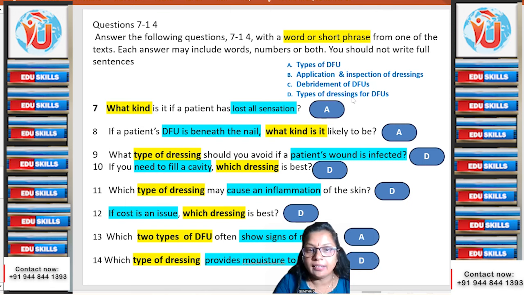Then cost is an issue. Again, we have to search the answer in text D. Two types of DFU, different types of DFU, we have to search in text A. Provide moisture to a wound, we have to search different types of dressing, so in text D. After a dressing, what you have to check after a dressing, we have to search in text B.